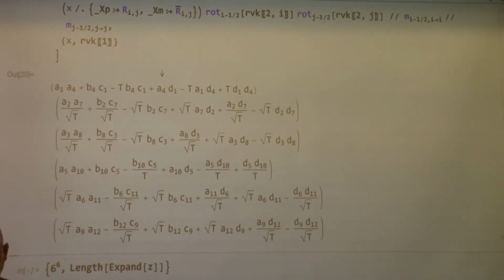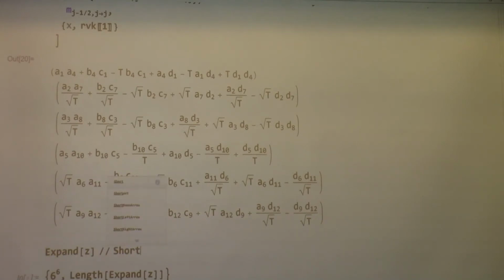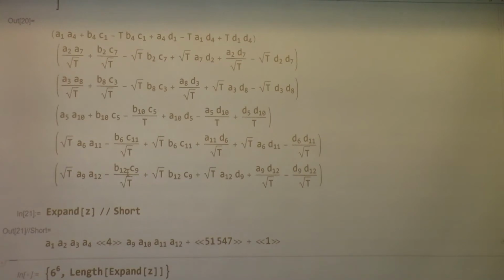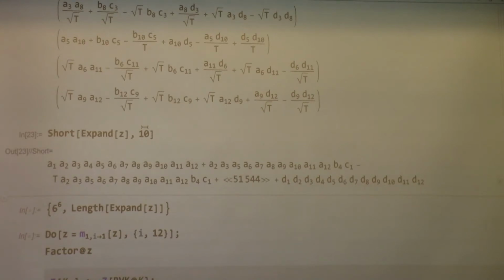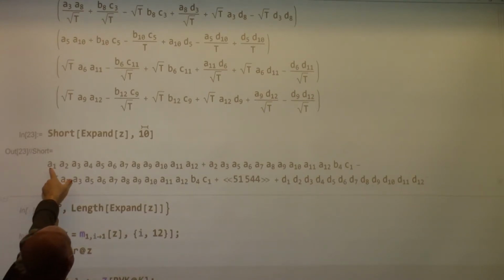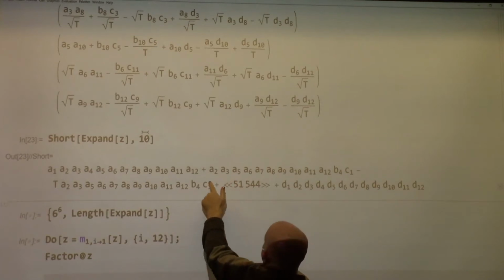Maybe even before that, here's what expand of z looks like when you show it short. But unfortunately, it takes a little while. Oh, maybe this is too short. Sorry. So let's do short of expand z, but in 10 lines. Sorry, Mathematica doesn't estimate right. So basically, one term will be a product of a's from 1 to 12. Another term will be a product of d's from 1 to 12, but the more interesting terms are the terms in between.